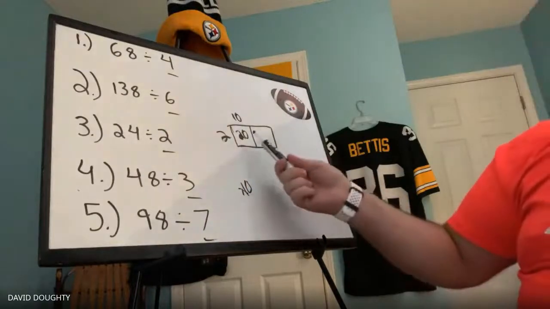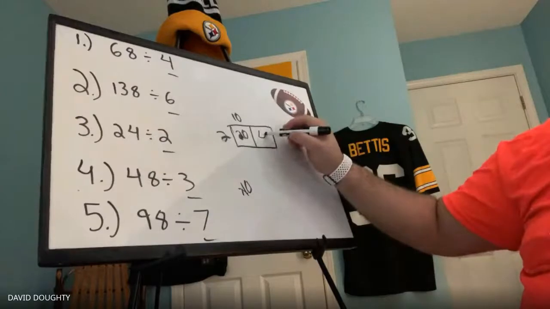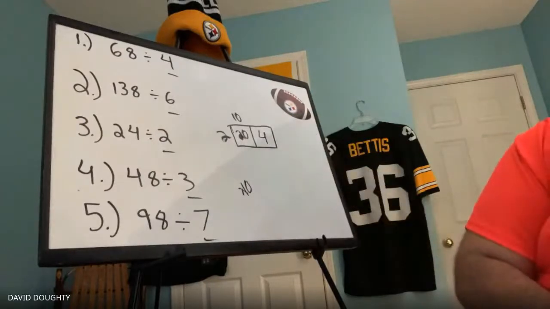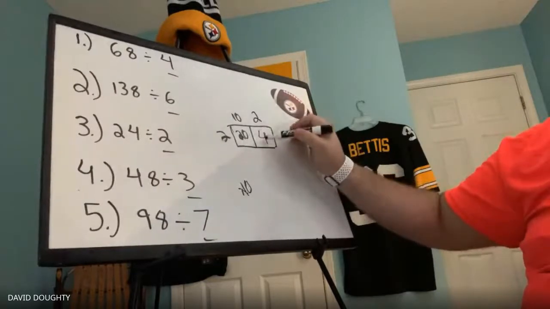Okay? So, I have 20. 24 minus 20, that's going to be 4. We all know that 2 goes into 4 how many times? 2 times, because 2 times 2 is 4. And watch this.